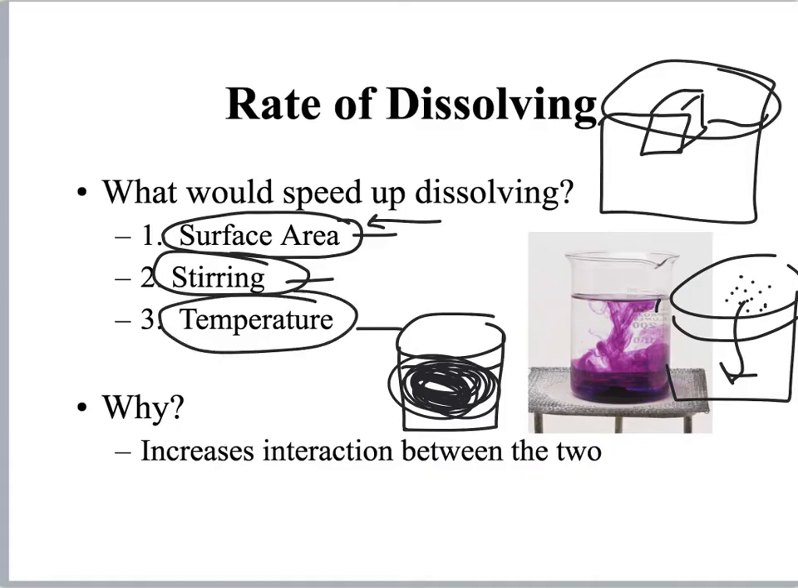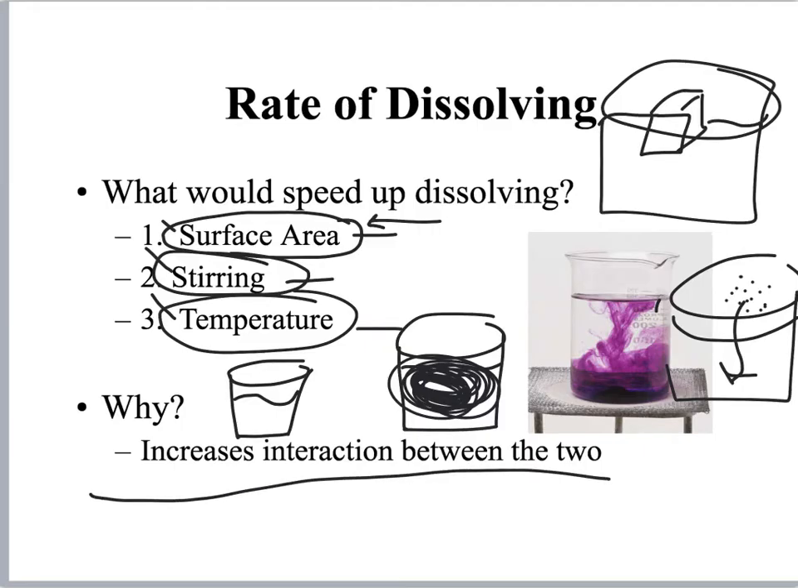If you try hot chocolate again, but you try to dissolve that powdered chocolate into cold water, it's going to take a lot longer than if that water's already hot. The reason? Whether it's more surface area, more stirring, or more temperature, you basically increase the interaction between the solute and solvent, meaning that the water, in this case, is going to touch the cocoa powder that much more often, which means that it will dissolve at a much quicker rate.